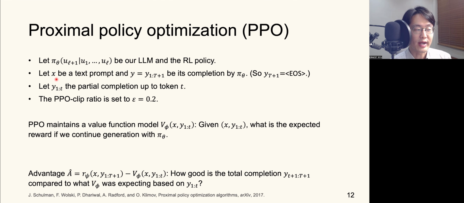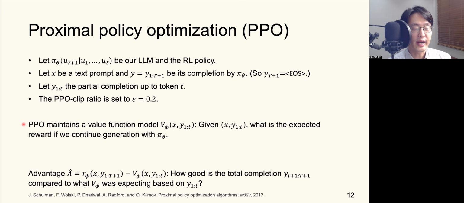We'll write X to denote the text prompt, the question, and we'll write Y to denote the completion generated by our language model pi theta. We'll use a notation that the episode is capital T + 1 long, and at the end of the episode, the end of string token is generated. Let's use the notation y subscript 1:t to denote the partial completion up to token t. And the PPO algorithm is used. A PPO clip ratio of 0.2 is used in this work.